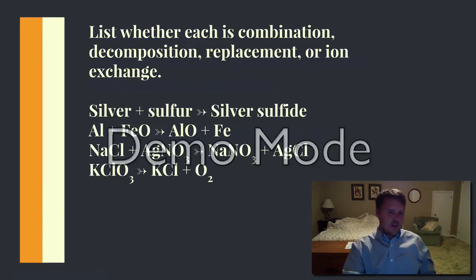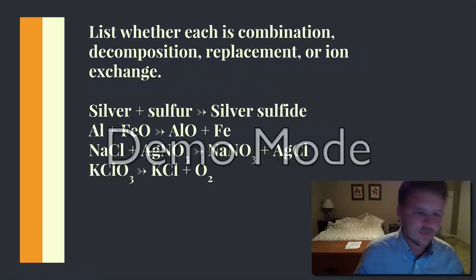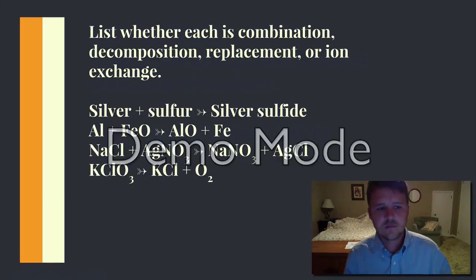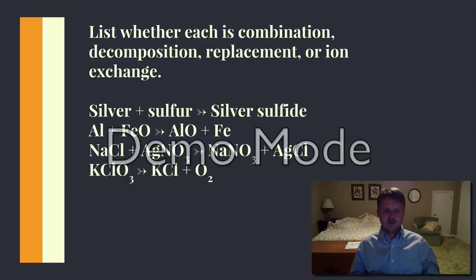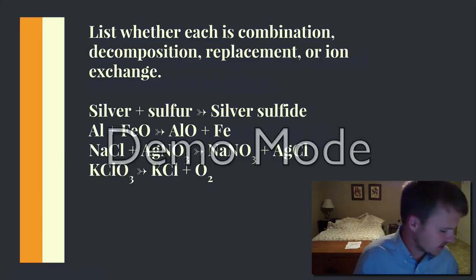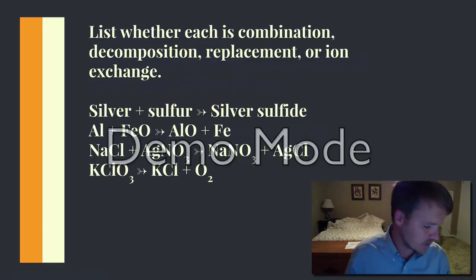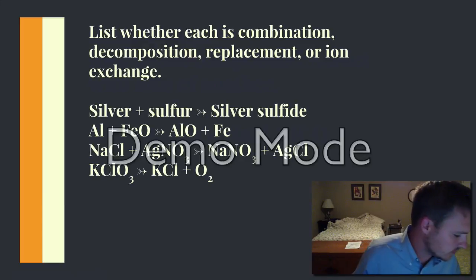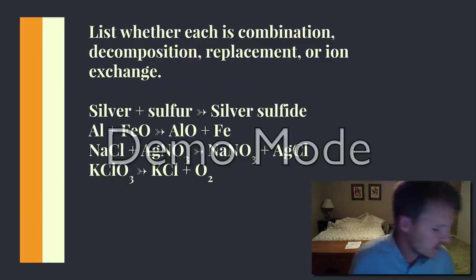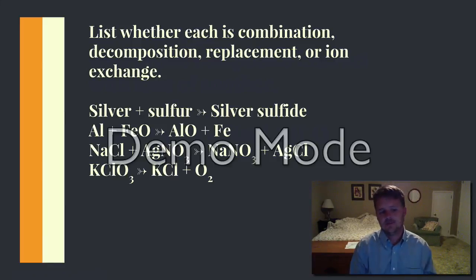Here we're going to list whether each is a combination, decomposition, replacement, or ion exchange. So let's look at that top. Silver plus sulfur yields silver sulfide. Now let me look up these answers and make sure I'm giving you the right answers. It's a combination reaction.